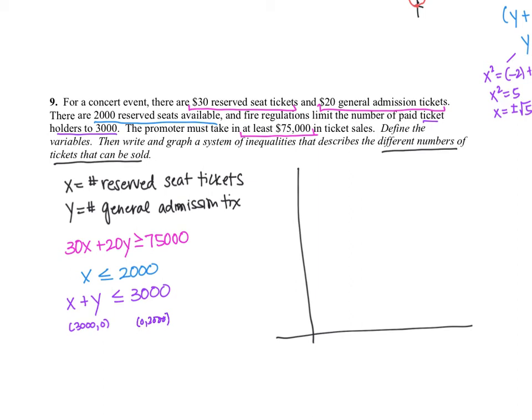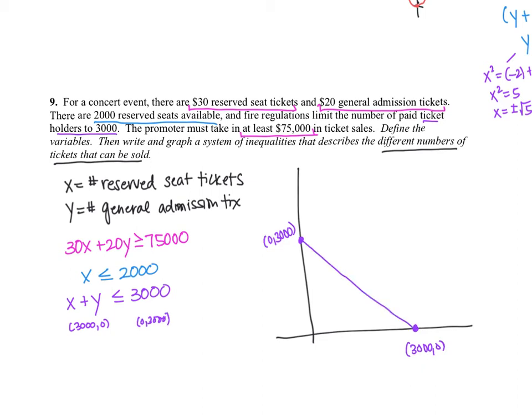I'm not worrying about the inequality at the moment because I'm just doing the boundary line. I don't have any scale, so I'm just going to put (3,000, 0) here, and (0, 3,000) here, and then I'll erase it if it doesn't work out. Is this a solid line? Yes, it's a solid line, and I stay in quadrant 1, so it's going to be something like this.